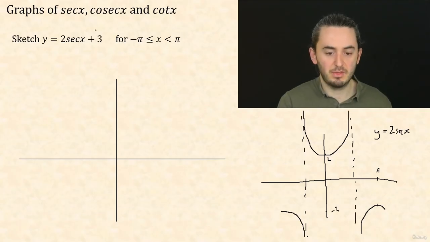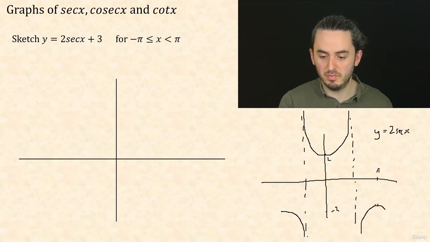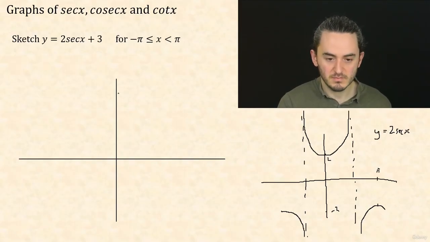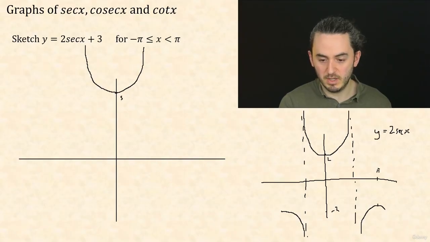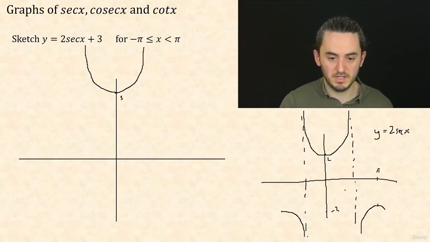So now I need to add 3 to this because it's 2 sec x plus 3, which means all of these minimum points, which were at -2, are going to move up to 1, and this point here is going to move up to 5. So I've got a turning point up at 5 here, and my graph is going to come down and cut through at 5, and then up it goes. That's point 5. And then these turning points here, rather than being -2, they're going to move up 3 to -1.